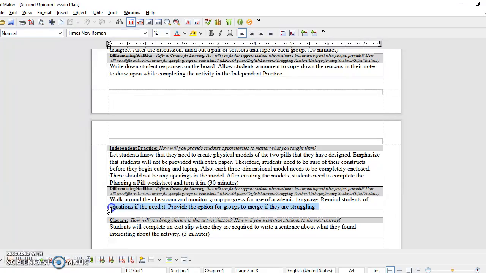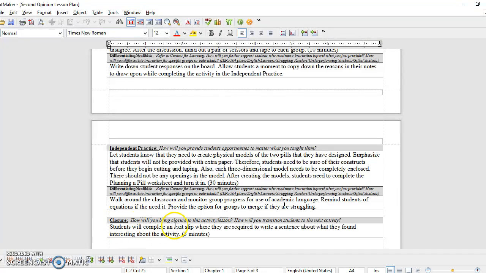Here I'm going to remind them of the equations. And then if groups are struggling, because I want this to be an enjoyable activity, I don't want it to be a stressful thing, I have no problem merging a group or two. Instead of two groups making two things that are subpar, that might help groups to make one example that's actually good, verifiable.